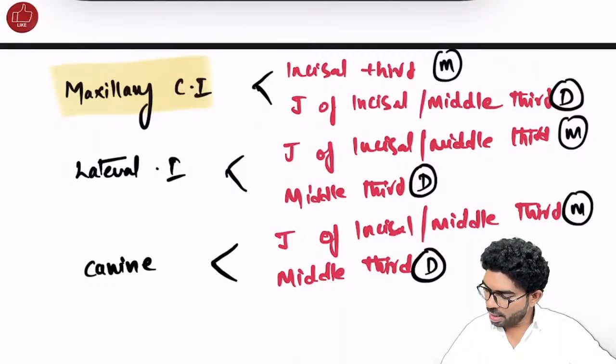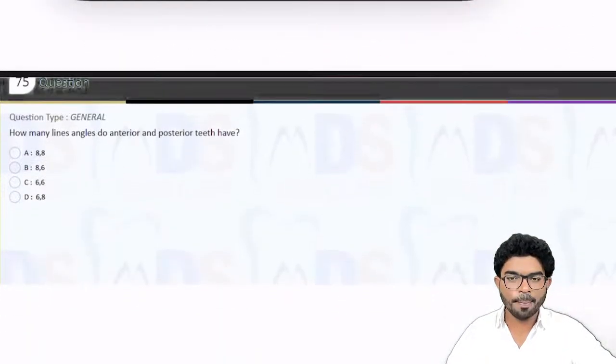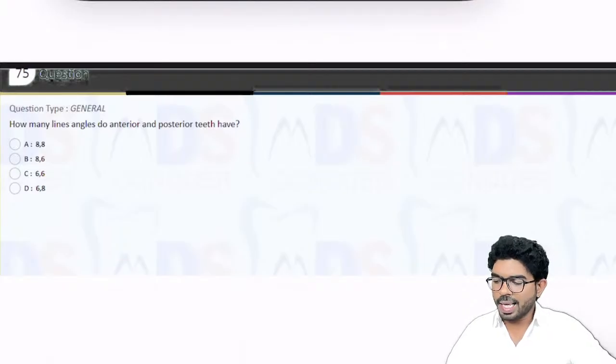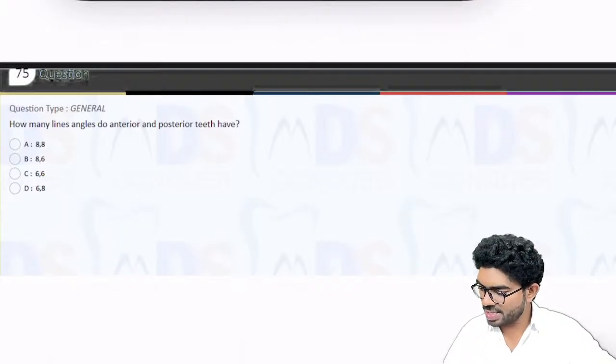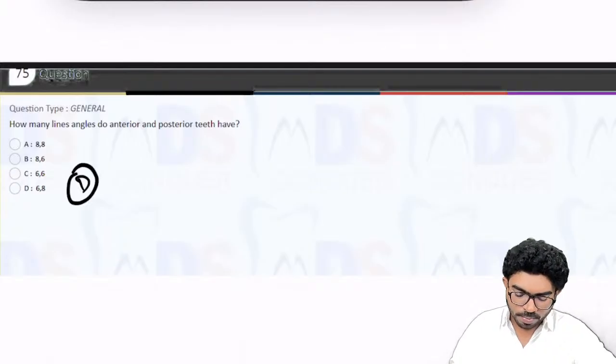So now I'm jumping into question number 75. Question number 75 is the number of line angles and point angles in anterior. Line angles, point angles question was given. Again, I have given a table for you, with line angles and point angles of all the classes as well as anterior teeth and posterior teeth. I hope you have done this particular question. Question number 75 is a straightforward question. The answer is option D, that is 6 and 8.